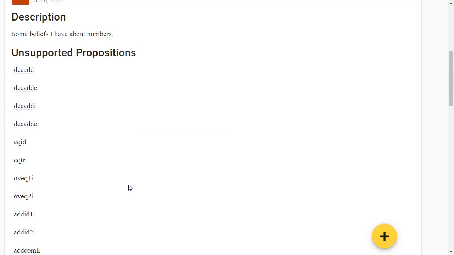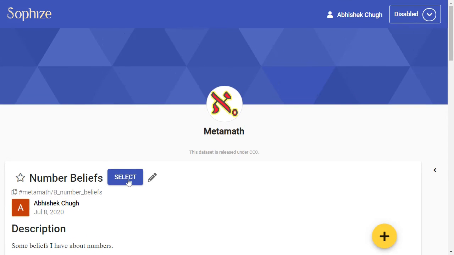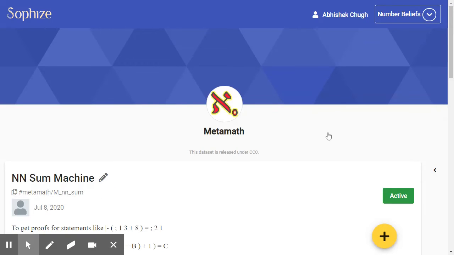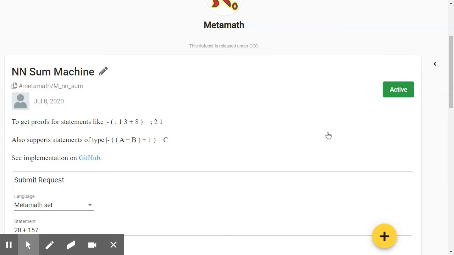So let me go ahead and select this belief set and see a machine-generated formal proof for addition of numbers that I can understand. Now we are on the page of a machine that generates formal proofs for addition of natural numbers. If you don't know about machines yet, do check out our video on proof generating machines.